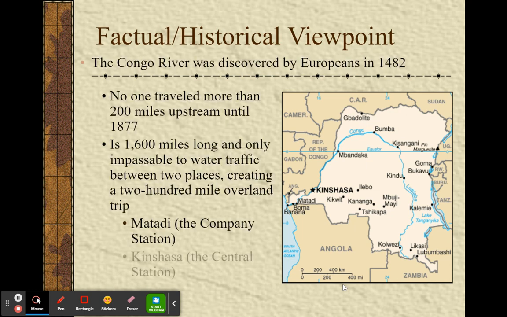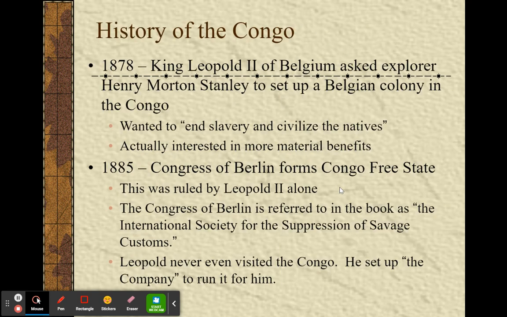All right, so just a little bit of history for you guys. The Congo River was discovered by Europeans in 1482. No one traveled more than 200 miles upstream until 1877. So that's a big time frame, right? It is 1,600 miles long and only passable to water traffic between two places, creating a 200-mile overland trip. Okay, and here's the Kinshasa station right here.